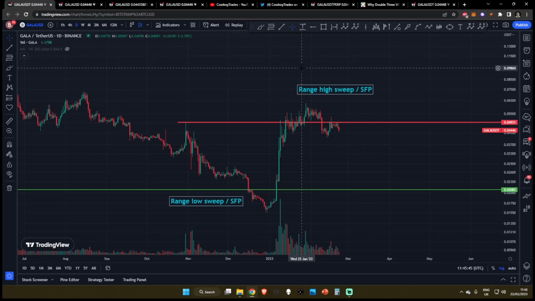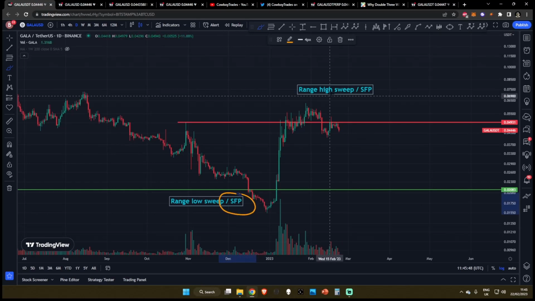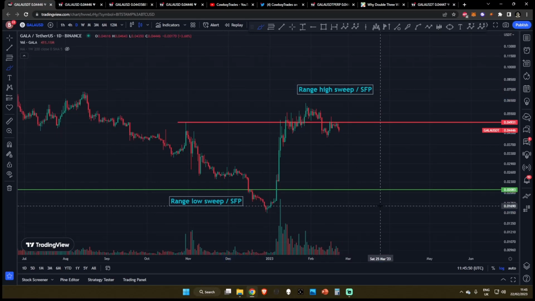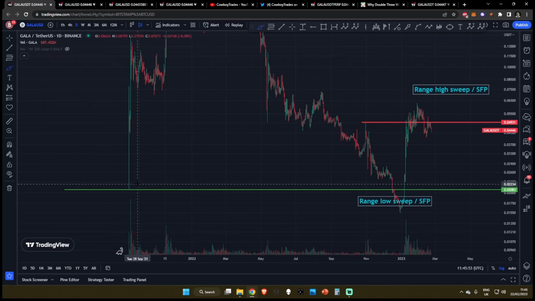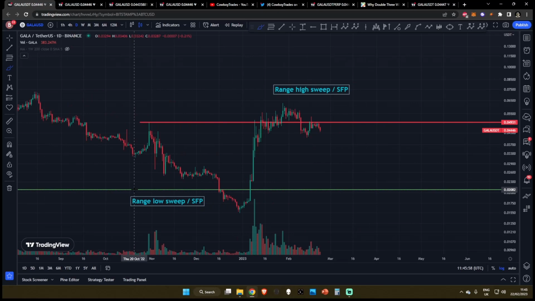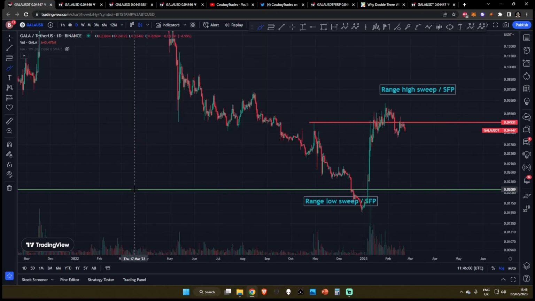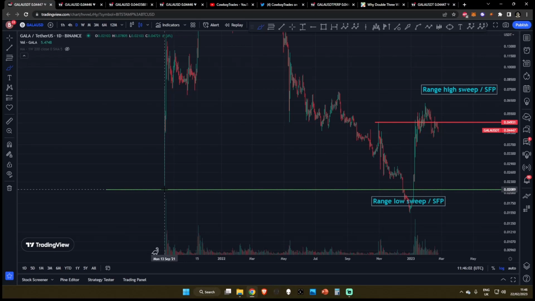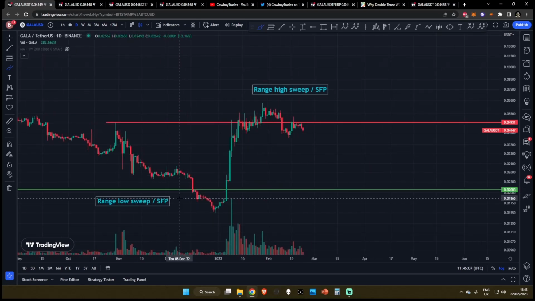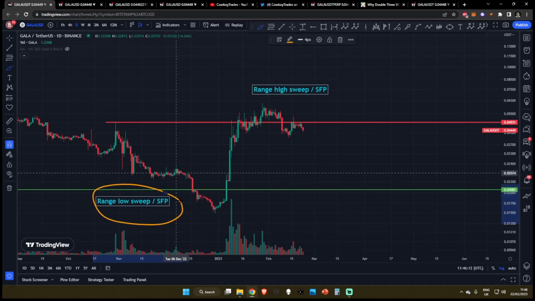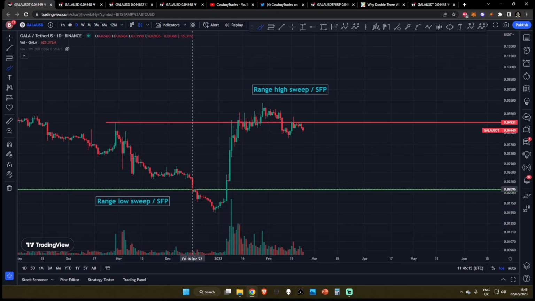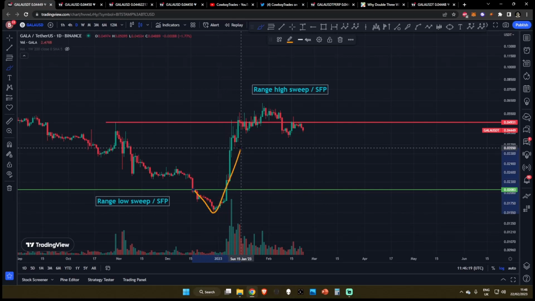Now, what you can see is in the first chart, I have highlighted these SFP patterns, also known as swing failure patterns. These happen where you've either got lows or highs established in a range, or you've got a key horizontal trend line. For example, this horizontal trend line is the listing price down at 2 cents when Binance started to list Gala Games. And what you can see is we had a range low swing failure pattern, which basically means you've got a range low, you've broken to the downside of this, and then you quickly move to the upside.